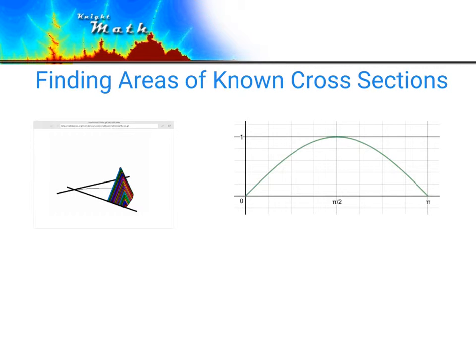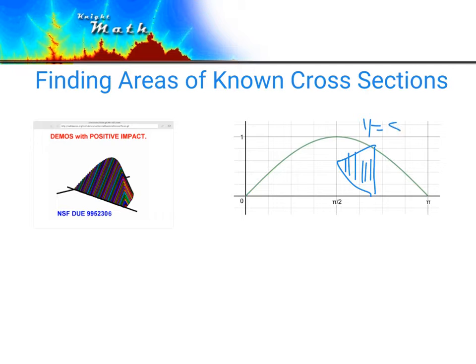Now for the most challenging one. We're going to stack some equilateral triangles on this shape, and we're going to get a funny looking wedge like this. So we're going to build this three-dimensional shape by stacking equilateral triangles on top of the graph y equals the sine of x.